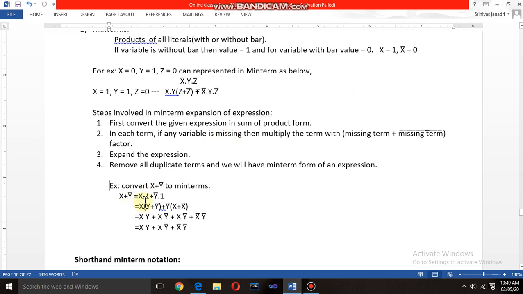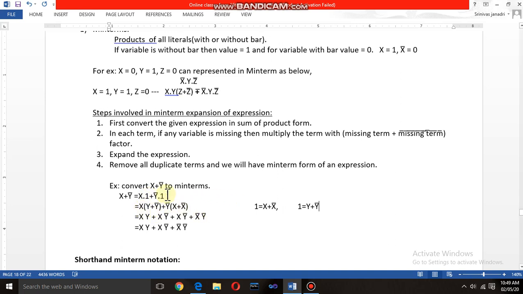I'm just multiplying the 1 with x and y complement with a 1. By the Boolean postulates we know that 1 is nothing but x plus x complement. Just go to the Boolean postulates concept and look at that one. 1 is nothing but x plus x complement, and y plus y complement. Both are nothing but 1.